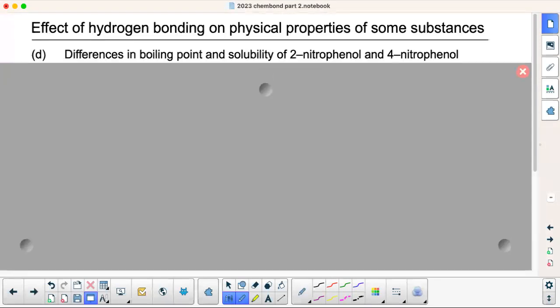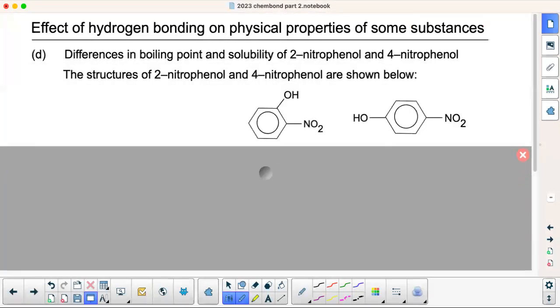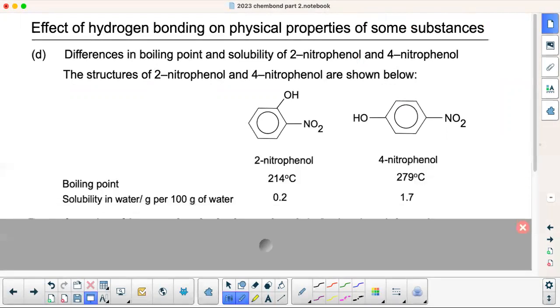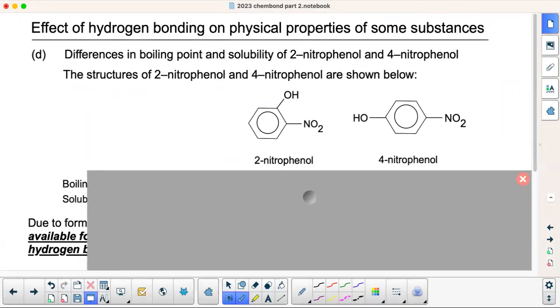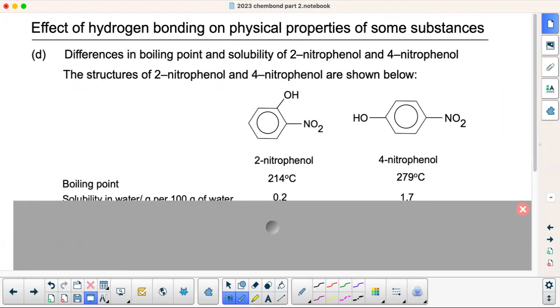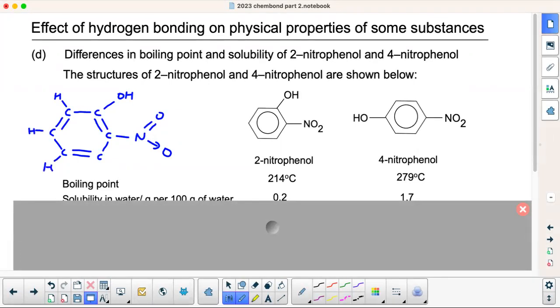Over here, I want you to see the differences in boiling point and solubility of 2-nitrophenol and 4-nitrophenol. You all look at this. Maybe some of you have not learned organic chem, but what does this look like? This ring structure is actually made out of carbon. If you want to draw it out, it's six carbons in a ring. There's an OH over here, and this is NO2. Inside the ring there's a double bond, single bond, double bond, single bond, double bond. And every carbon has an H attached to it. So this is what we are drawing.